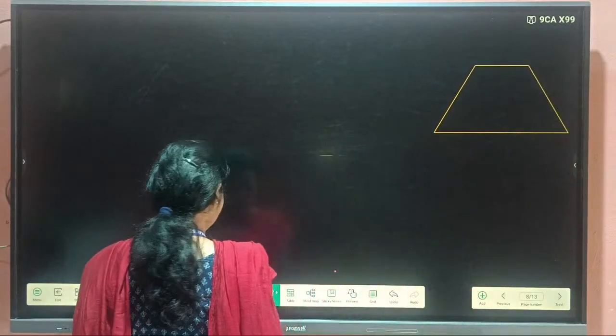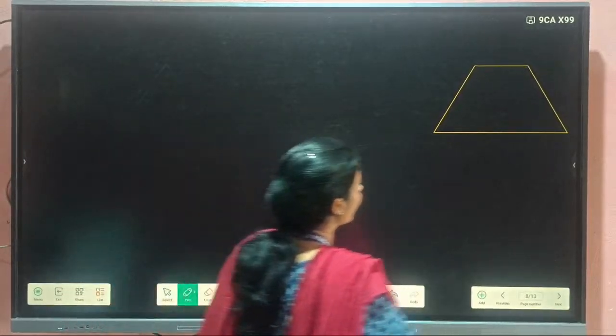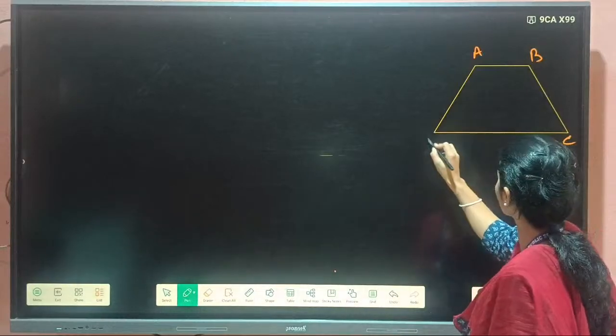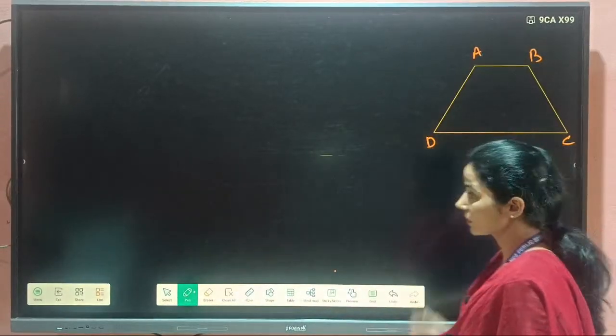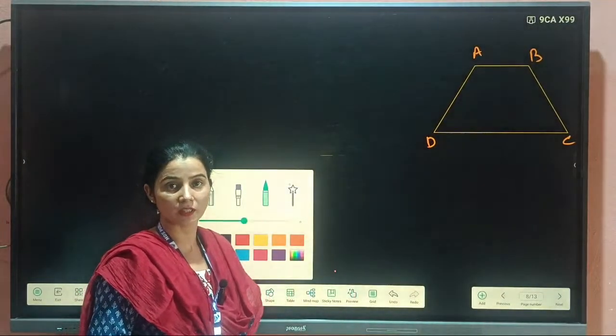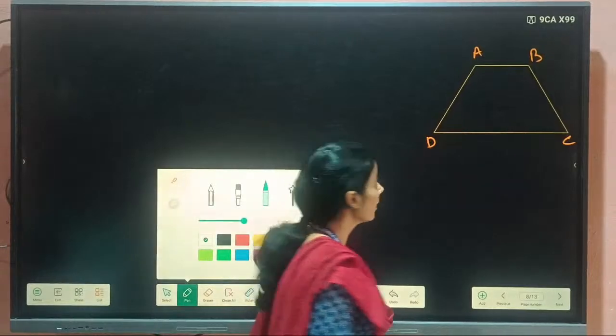This is a trapezium. Name it A, B, C, D. This is trapezium ABCD. In a trapezium, one pair of opposite sides is parallel. Just one pair of opposite sides is parallel.